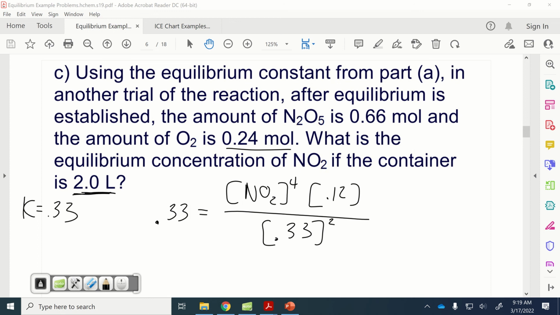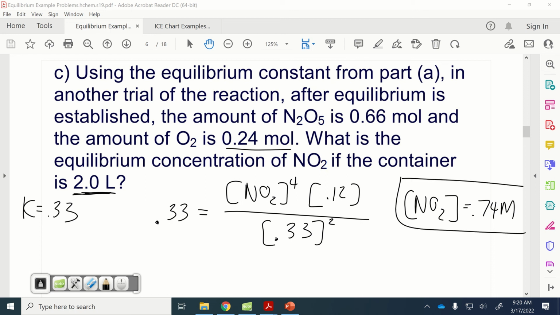Okay? So in this lovely equation we got, unfortunately, 0.33 times 0.33 squared. And then we would divide by 0.12. And then we would take the 4th root of that. And I'm getting that the concentration of NO2 would be 0.74 molar. Hopefully all my work is correct there. But that would be basically it.